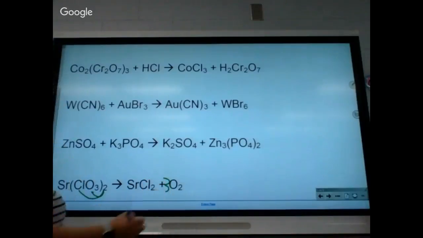Yep. But I thought you don't do nothing with the number inside the parentheses. Only if it has the same polyatomic ion on the other side. Because there isn't a ClO3 to match it up to, you have to break that one apart. Okay?